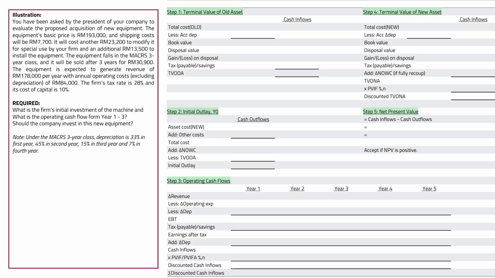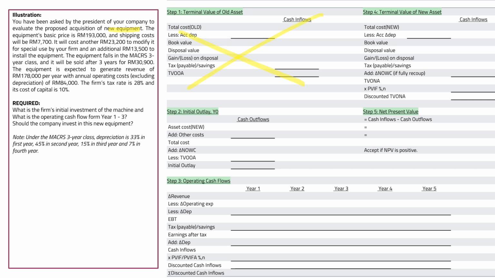On the right side is my template for answering all questions pertaining to this topic. And on the left side, we have an illustration. Let's go through it together. You have been asked by the president of your company to evaluate the proposed acquisition of new equipment. Unless they further mention an old existing one, I'm going to assume that this is a new project.